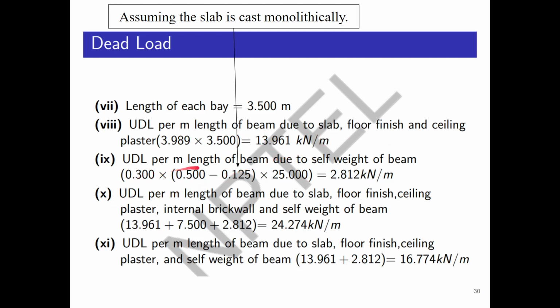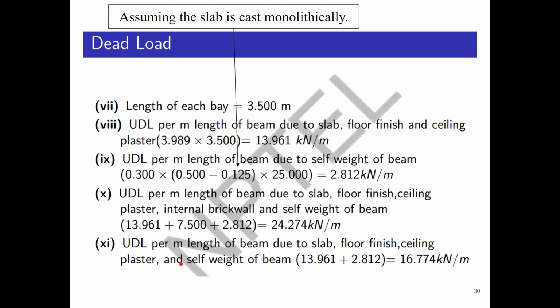Okay, UDL per meter length of beam due to self weight of beam. So it will be 0.3 into (0.5 minus 0.125) into 25, that is 2.812 kilonewton per meter. UDL per meter length of beam due to slab, floor finish, ceiling plaster, internal brick wall and self weight of beam, that is 13.961 plus 7.5 plus 2.812, that is 24.274 kilonewton per meter.